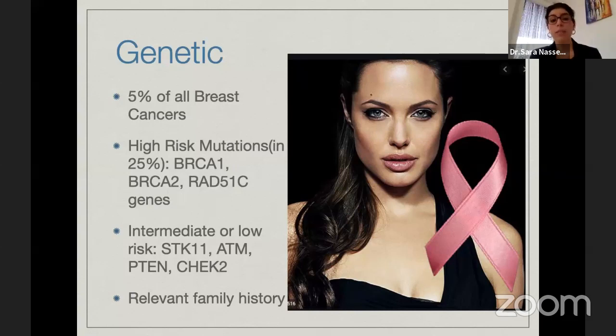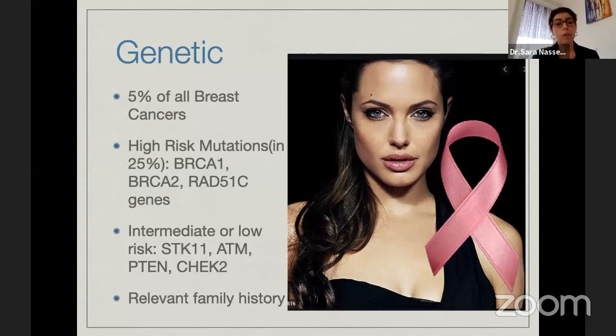The most high-risk mutations, which are found in about 25% of genetic breast cancers, are the BRCA1, the BRCA2, and the RAD51C genes. And if you have mutations in these genes, the lifetime risk increases sevenfold. So the lifetime risk of a woman is about 1 in 8. So if a woman has a BRCA1 or a BRCA2 mutation, that risk increases times 7. So she has about a 70% chance of developing breast cancer by about the time she's 80 years old.